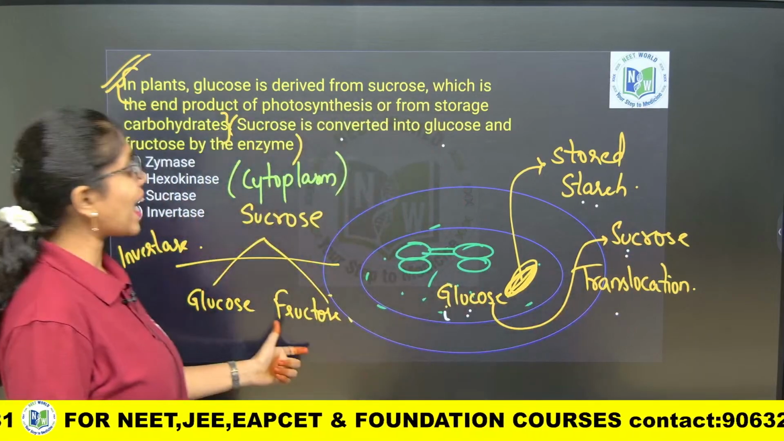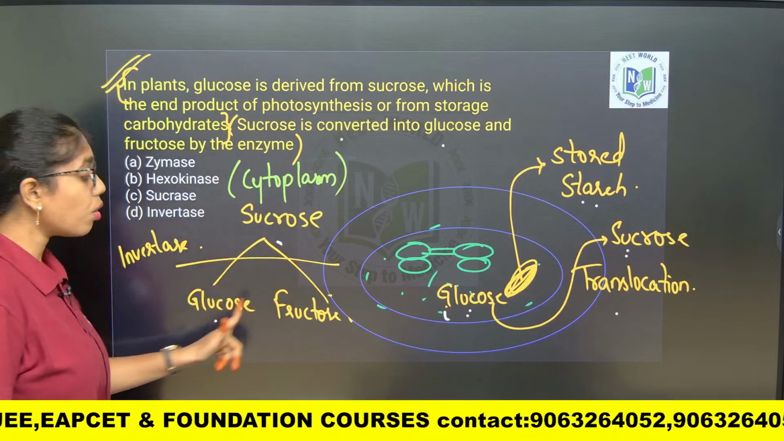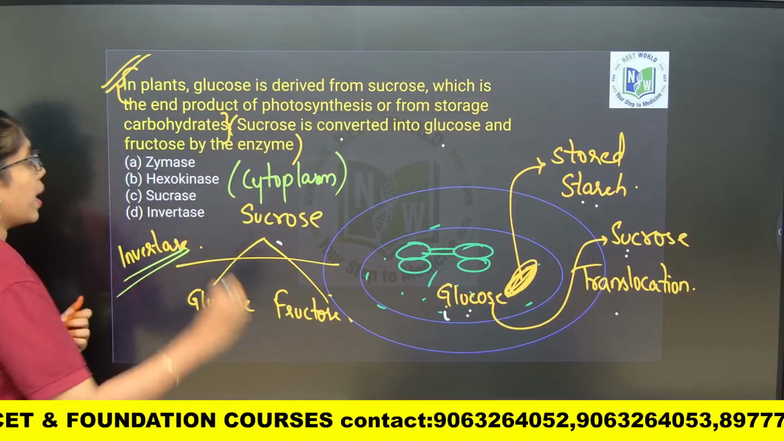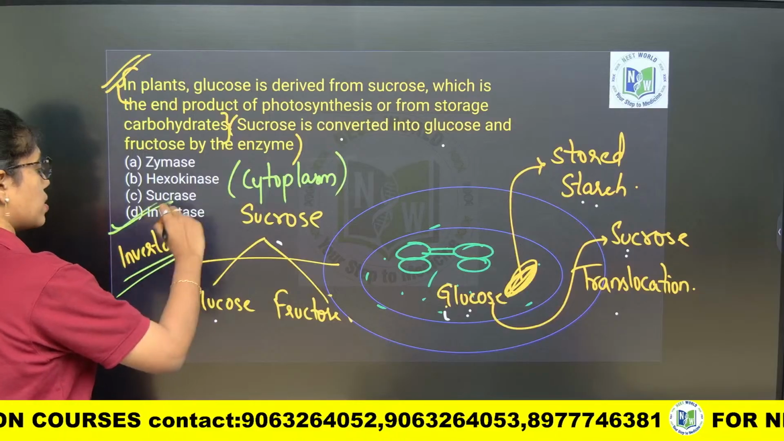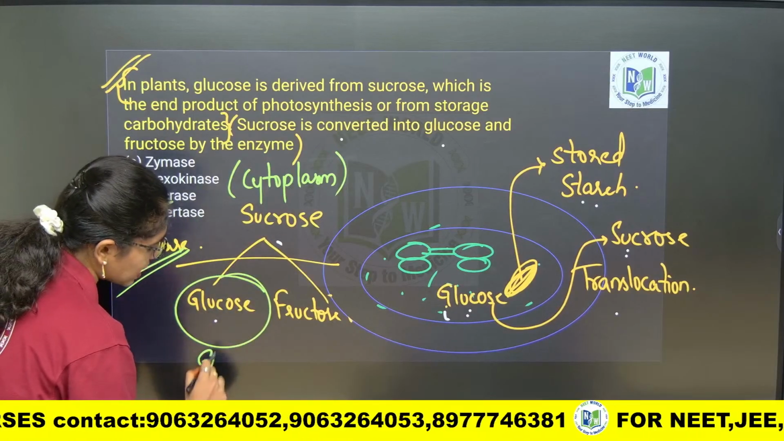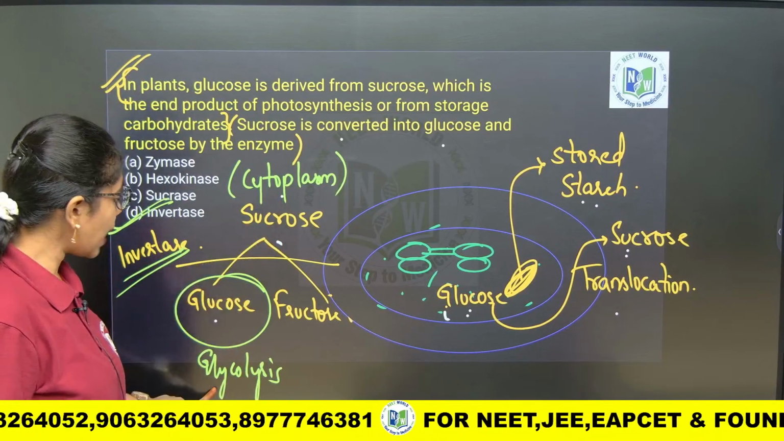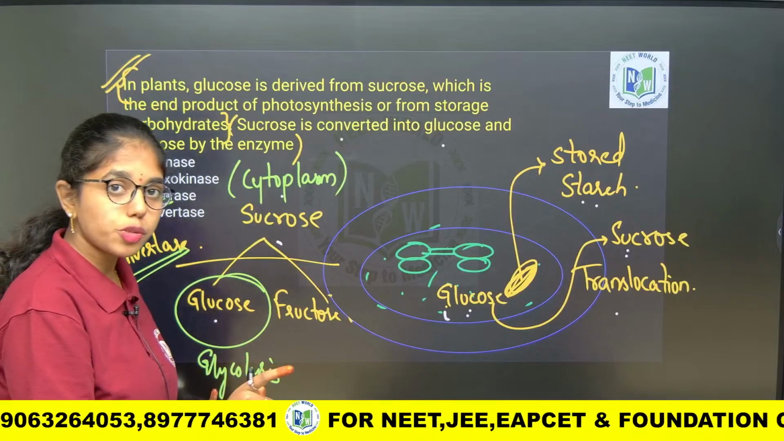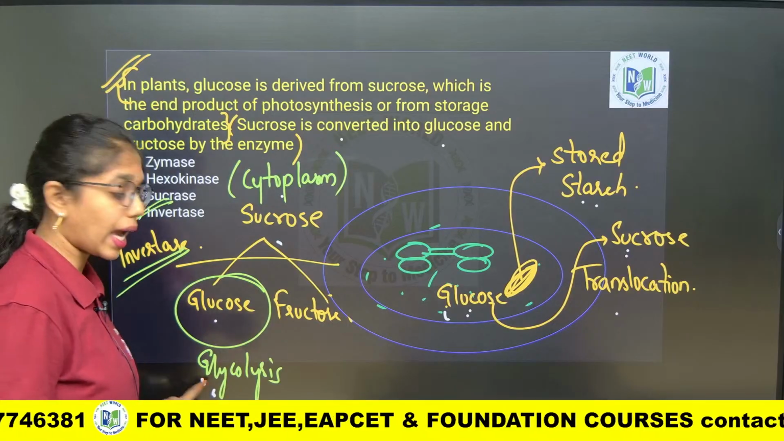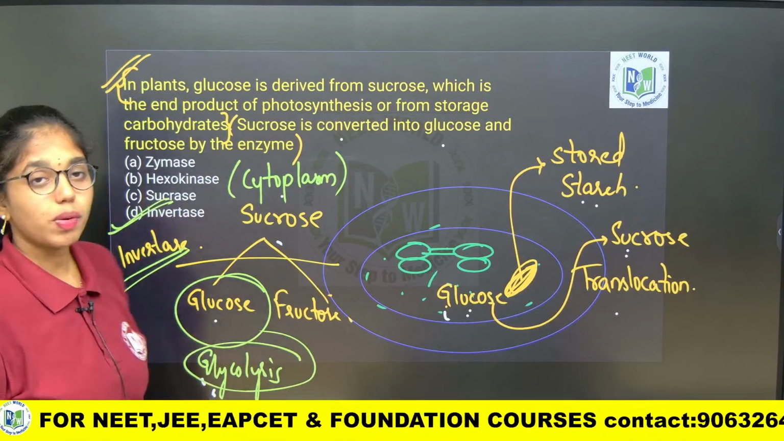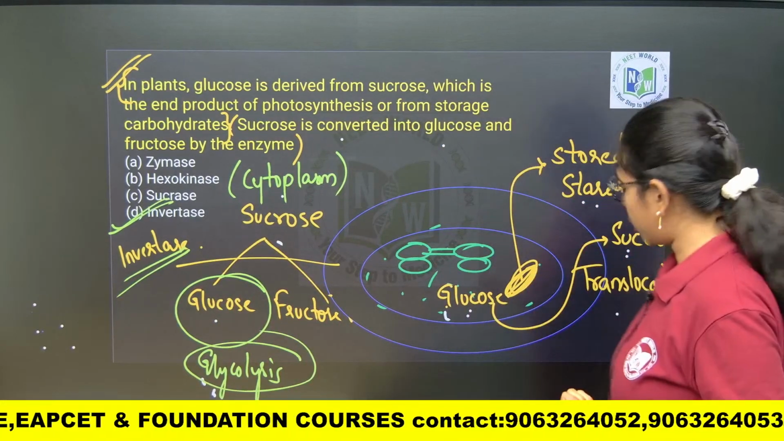Sucrose will enter into the cytoplasm of the cell, and sucrose will be broken down into glucose and fructose by the enzyme invertase. From the glucose, the process called glycolysis will be activated in the cytoplasm. This glycolysis is the primary step for aerobic respiration and anaerobic respiration also. This is common for both aerobic and anaerobic respiration, which takes place where? In the cytoplasm of the cell. Clear, right? Next.